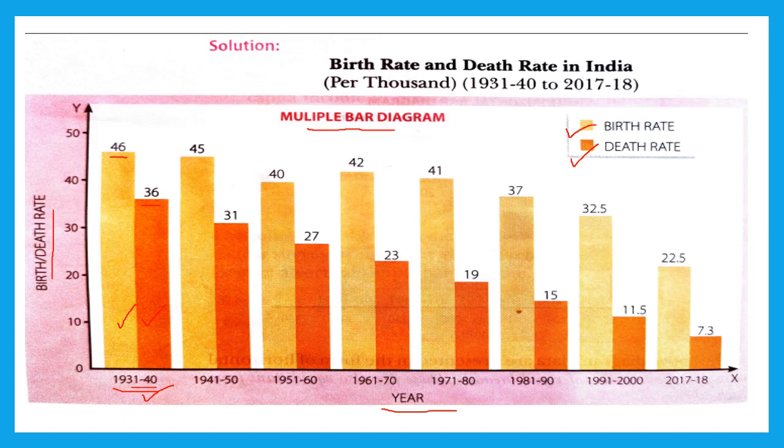40. Similarly, during the time period of 1941 to 50, our birth rate was 45 and our death rate was 31. So these are the vertical bars which are showing the comparison between birth rate and death rate, and you will do it like this. Okay.